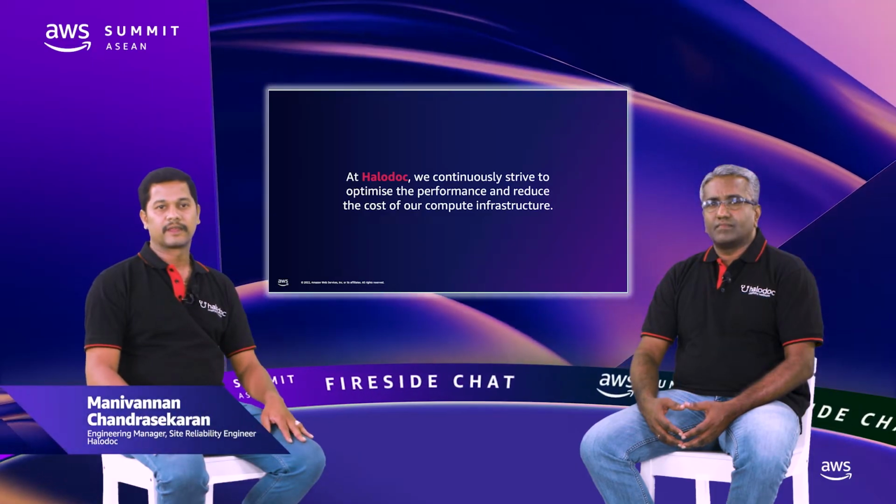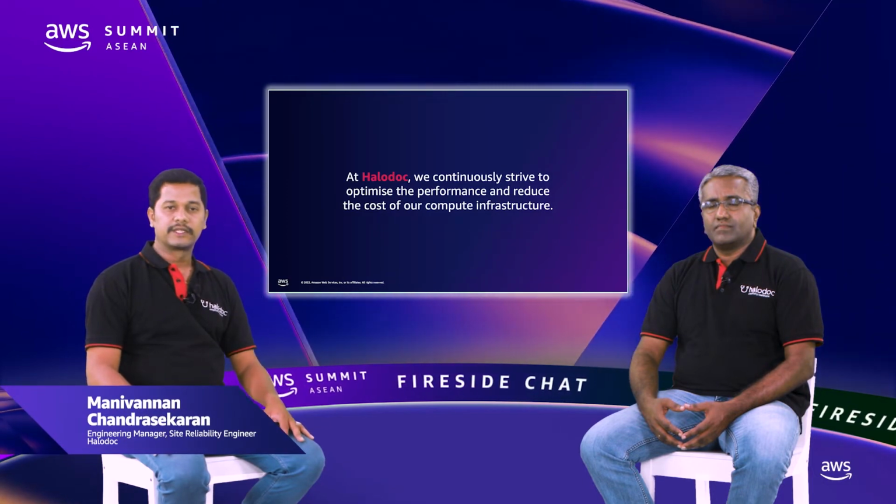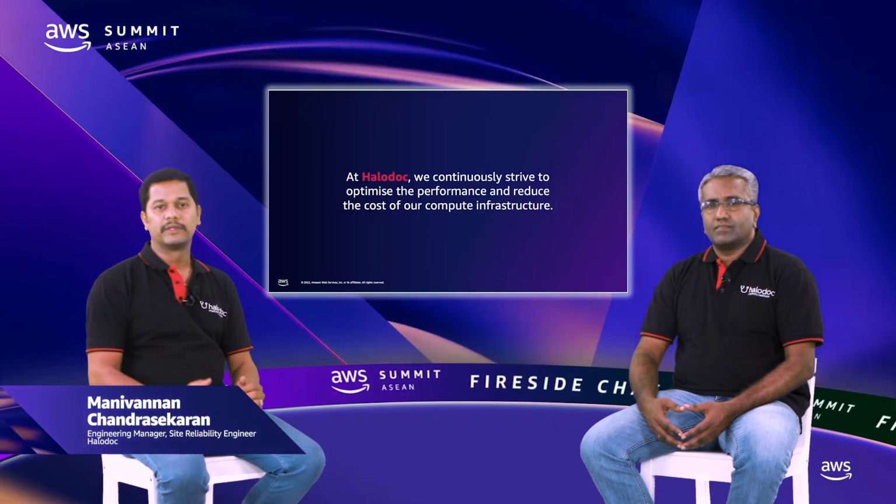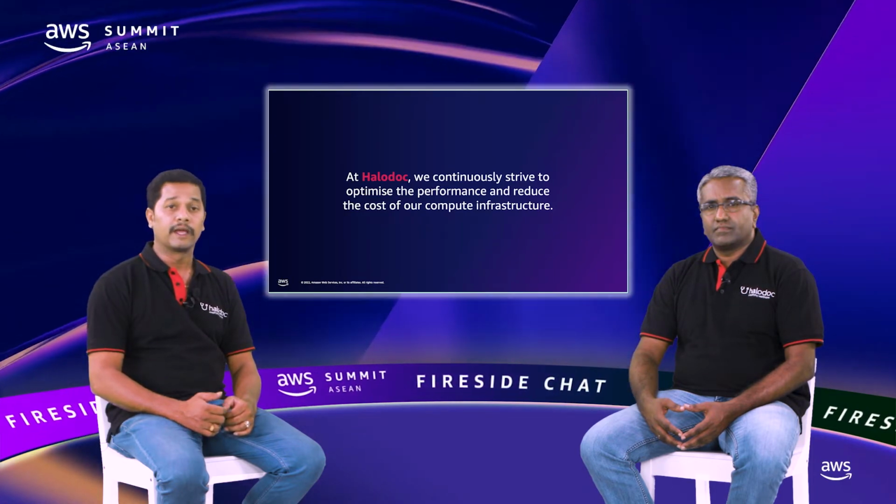Thank you, Reza. At Hellotalk, we continuously strive to optimize the performance and reduce the cost of our compute infrastructure. We heard the performance and cost benefits of AWS's new custom-built ARM64 based processor called Graviton2. Our friends at AWS suggested that Graviton2 based instances offer 40% better performance at 20% lower cost than Intel AMD based processors.